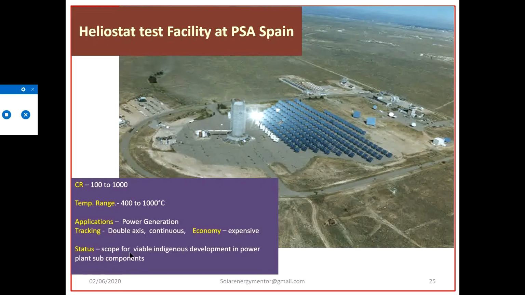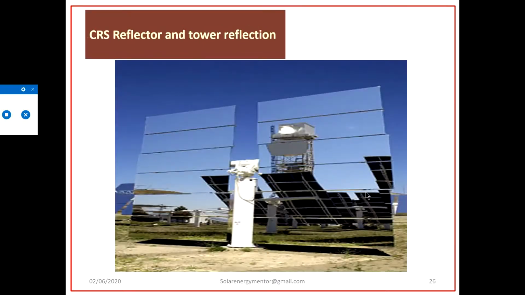So there is a great scope for viable indigenous development in power plant subcomponents. So development of power plant subcomponents in central receiver systems offers a great scope for researchers as well as entrepreneurs and as well as engineers who are interested to develop this.